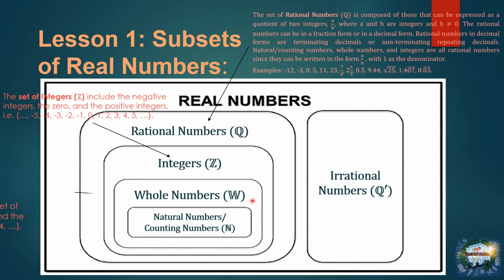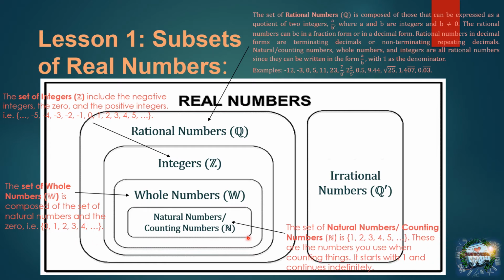Okay? Ano pa? How about whole numbers? The set of whole numbers is composed of the set of natural numbers and zero. So, kasama ang natural numbers plus yung zero, yun ay whole numbers. Okay? So, natural numbers naman, ang ibang tawag natin ay counting numbers. The set of natural and counting numbers is 1, 2, 3, 4, 5, 6, and so on. These are the numbers you use when counting things. It starts with 1 and continues indefinitely. Okay? So, yun ang tungkol sa ating rational numbers.